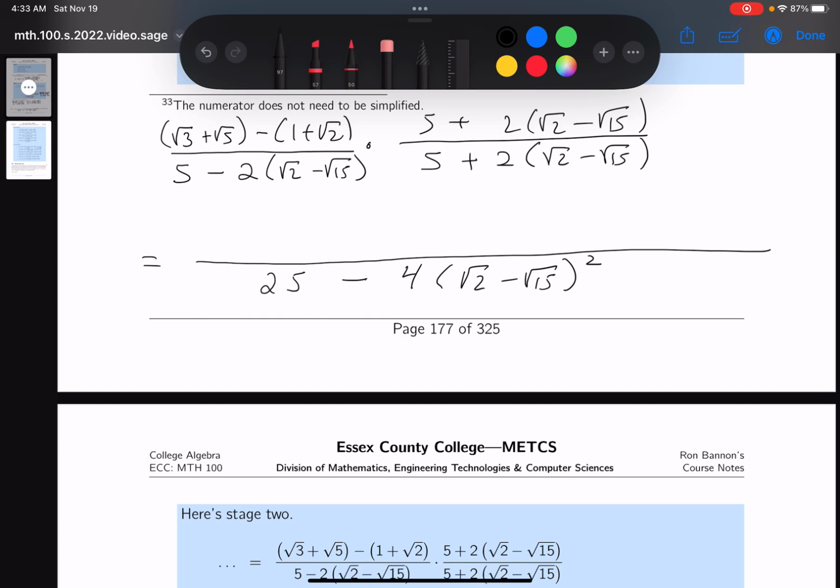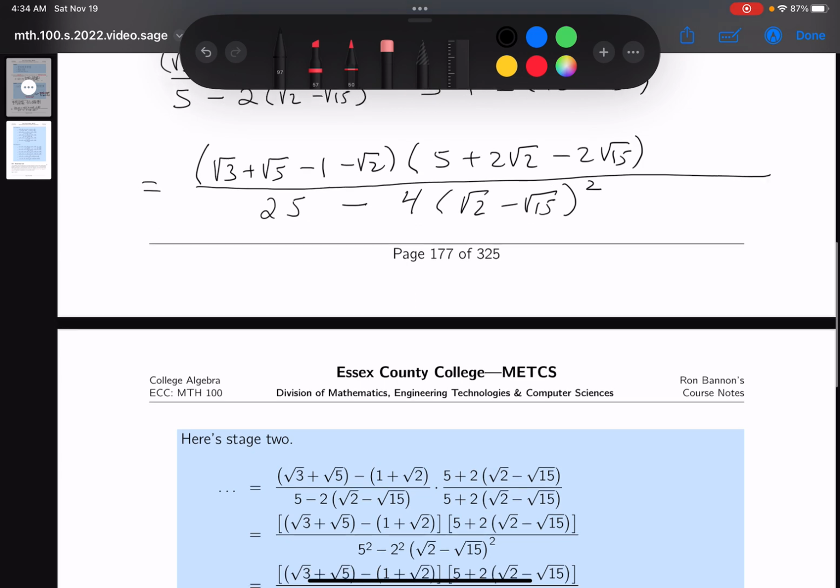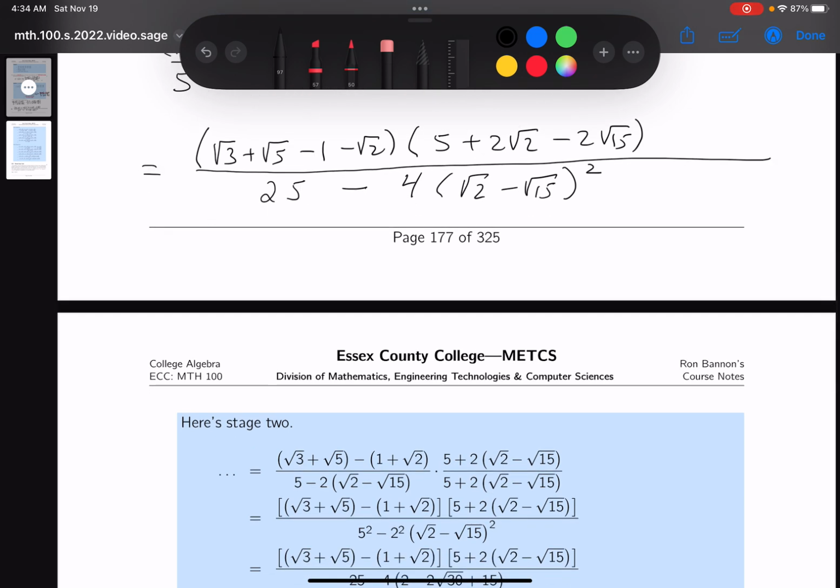But let me write the top down for you. All right, the top is going to be root 3 plus root 5 minus 1 minus root 2 times 5 plus 2 root 2 minus 2 root 15. Again, don't be too worried about the top, by the way. We're trying to rationalize the denominator.